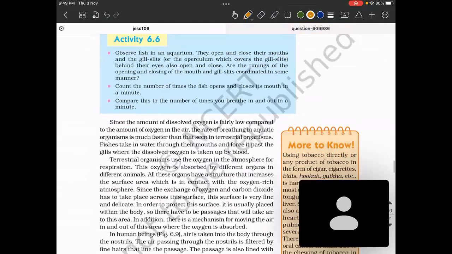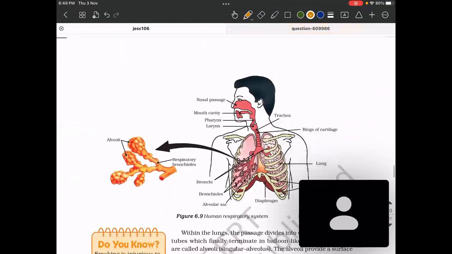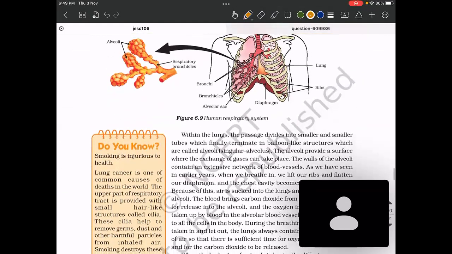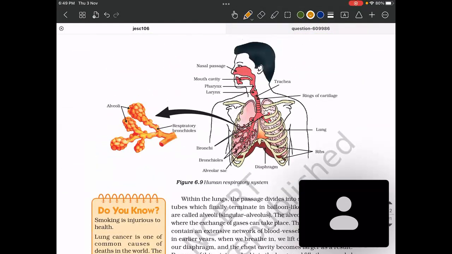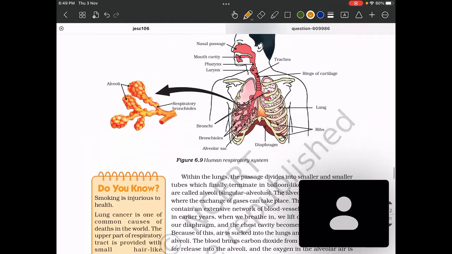And now the other process is respiration. You know the mechanism of respiration, right? Can someone tell me the mechanisms of inspiration and expiration? I'm just asking for the four important steps in inspiration and expiration.